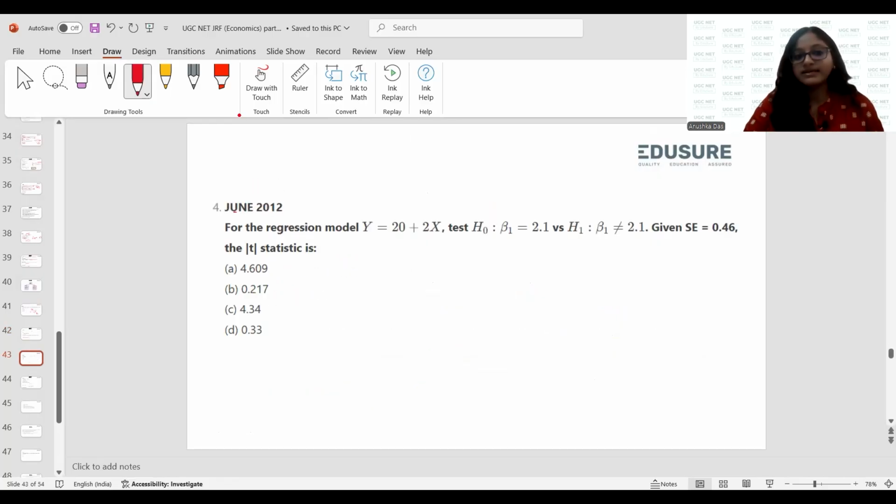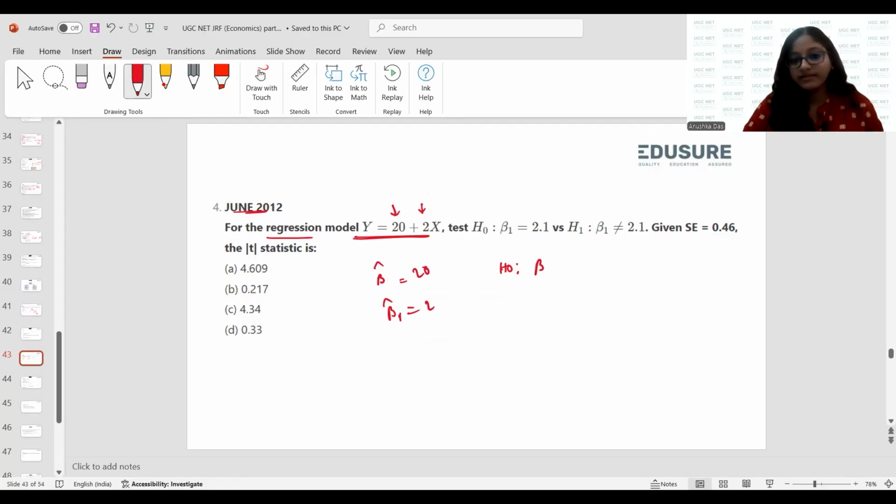Next question, June 2012, a question from hypothesis testing. It says, for the regression model, alpha cap is given as 20 and beta cap is given as 2. This is the estimated intercept parameter, and this is the estimated slope parameter. Now you are testing a hypothesis H naught. So basically, let me call them beta 1 and beta 2. Let the intercept be beta 1 and the slope be beta 2. Oh no, sorry.